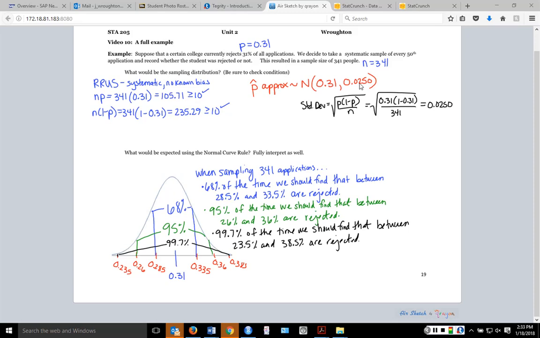So now we have an idea what to expect when we take a sample of 341 applications. If I were to ask you, would it be unusual to find that 20% of the applications were rejected? Well, 20% is way down here. That's not even on my picture. So that's a very unlikely value to happen. What if I asked you about 29%? Well, that's here really close to the mean, so that's not going to be very unusual to happen.